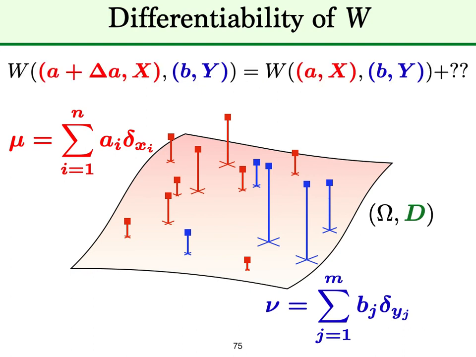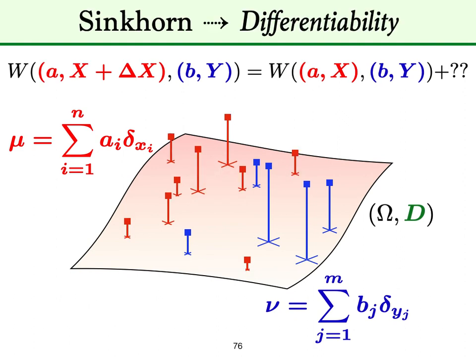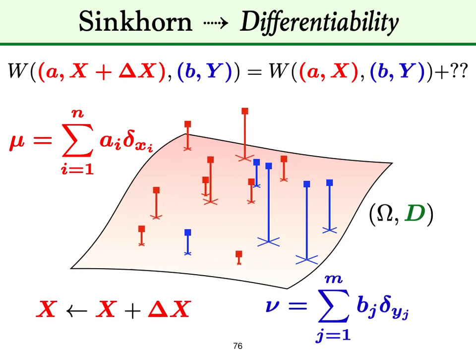So you want to be able to know what happens if I change a little bit the weights of the red measure, or equivalently, what happens if I change the location of my red measure. And what I need is a simple algorithm to get access to this gradient. And in most of the current deep learning pipelines, both a or x might be themselves the output of a neural network. So I need to have access to something that is easy to integrate in an end-to-end learning architecture.